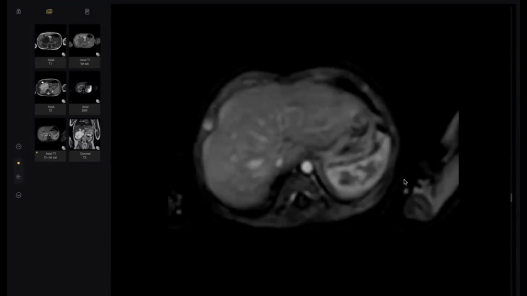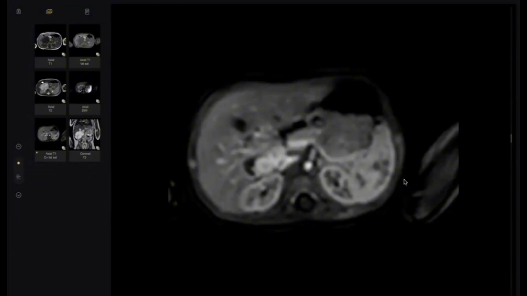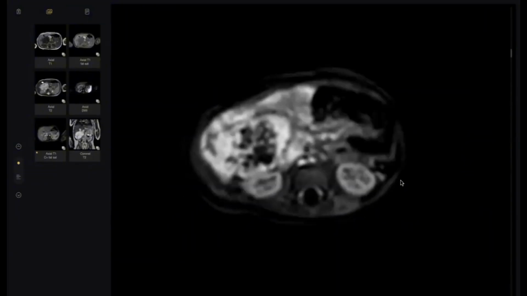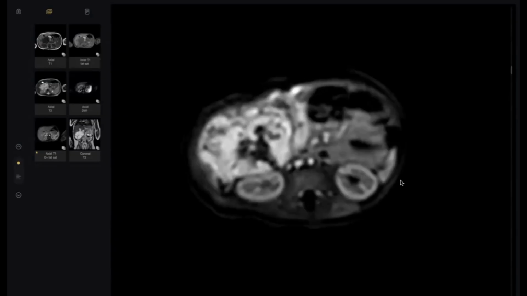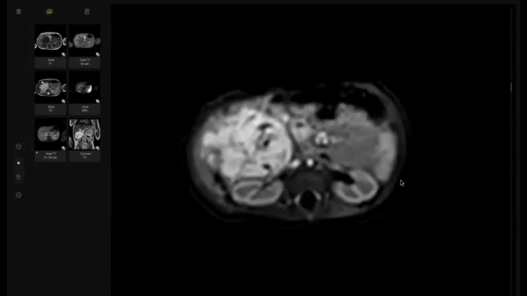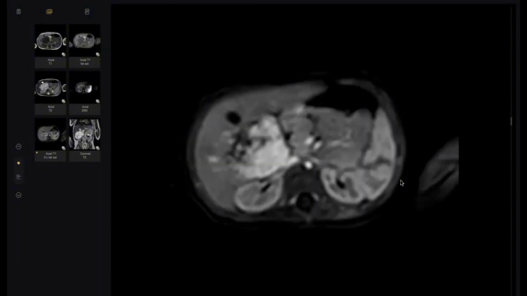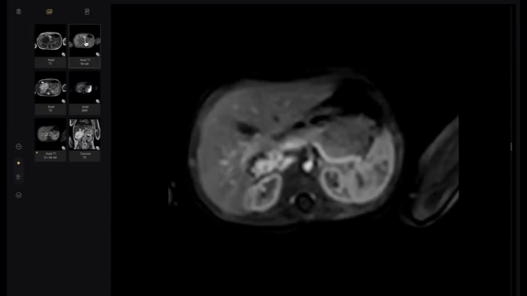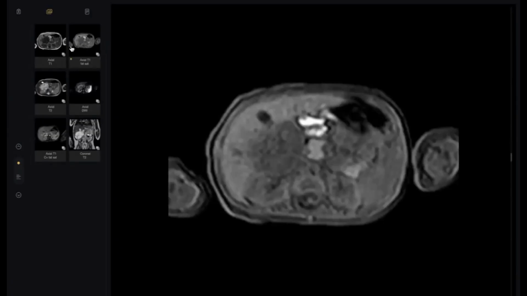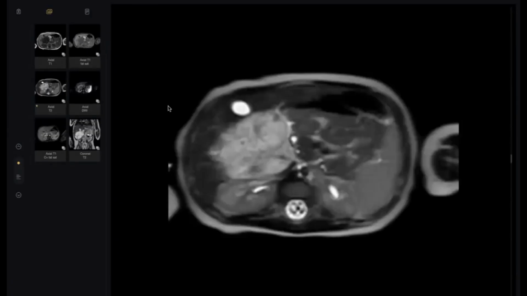The infrarenal aorta is of very small caliber. The suprarenal is of normal caliber, but the infrarenal aorta is of very low caliber. So considering this, I'm thinking of a differential for this lesion. Sir, I'm thinking of infantile hemangioendothelioma, and I would like to correlate with the serum platelet level as there is peripheral enhancement and a central non-enhancing area present.